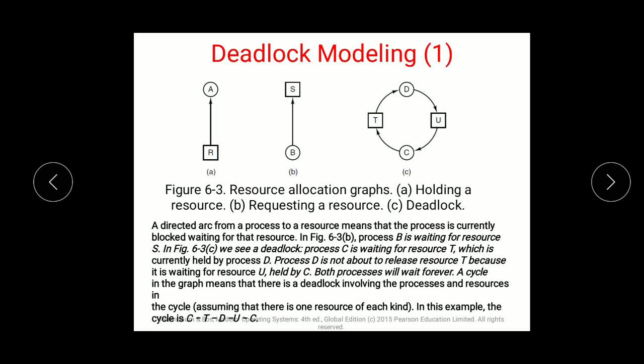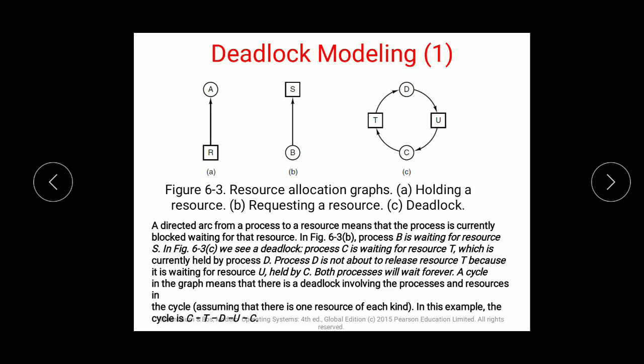A directed arc from a process to a resource means that the process is currently blocked waiting for that resource. In figure 6.3b, process B is waiting for resource S. It has requested it and is waiting, which is why resource S is drawn as a box and the process as a circle.